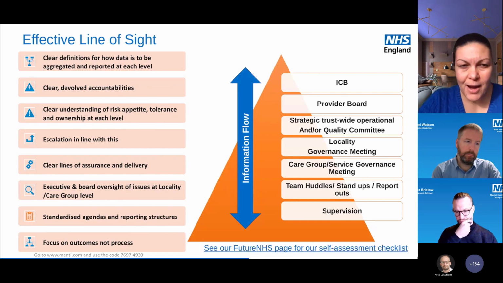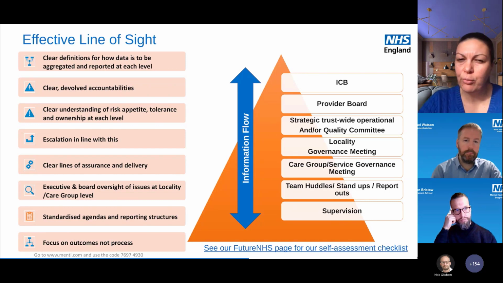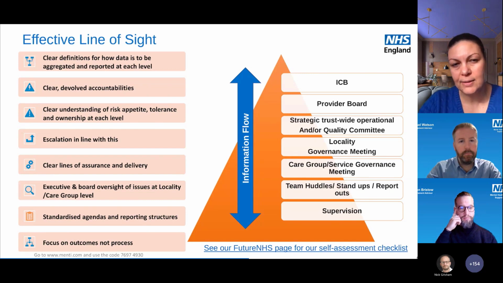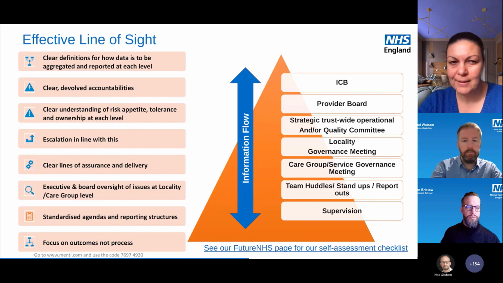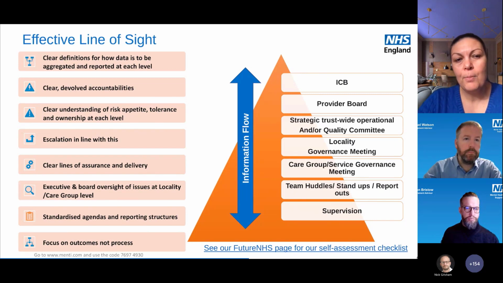We also need very clear accountability of what happens when data is seen at each level. So almost a clear understanding of a risk profile or tolerance at each level, but also ownership and what happens when the data is seen. Together with this, also an escalation process. There are tools that help with escalation, but you might have a process of how patient flow is highlighted up the organization and again back down.